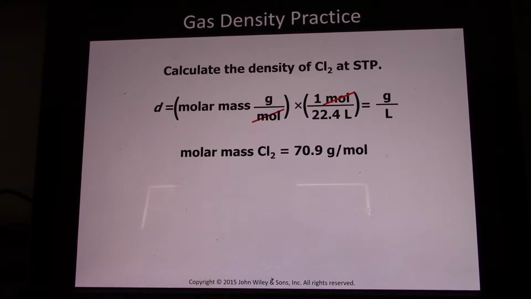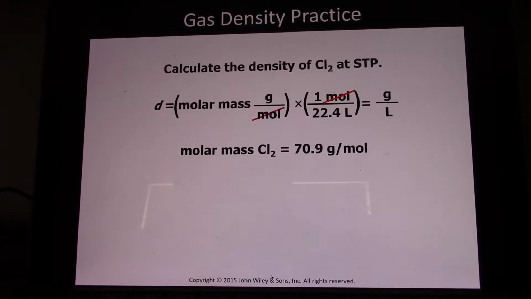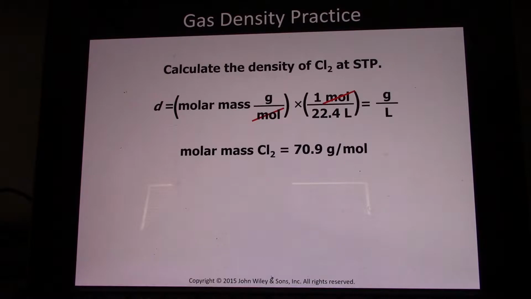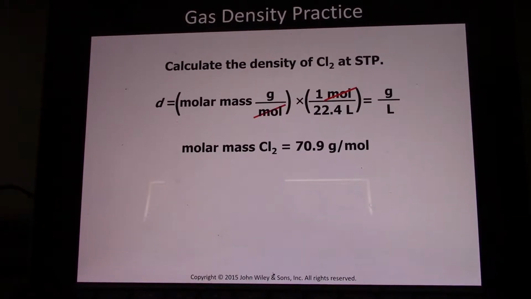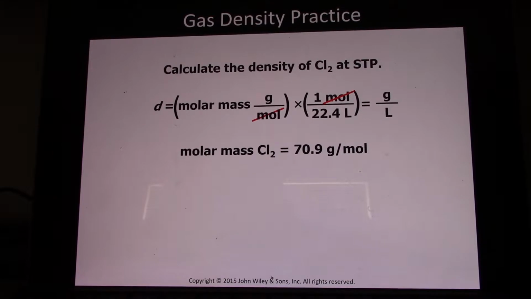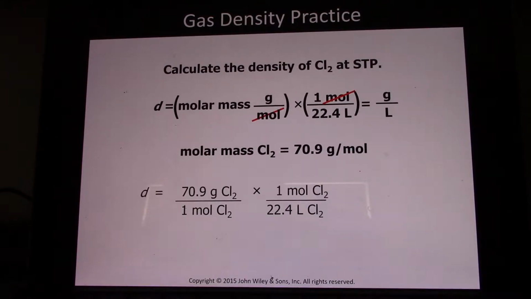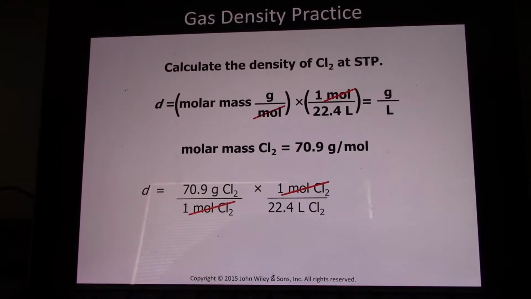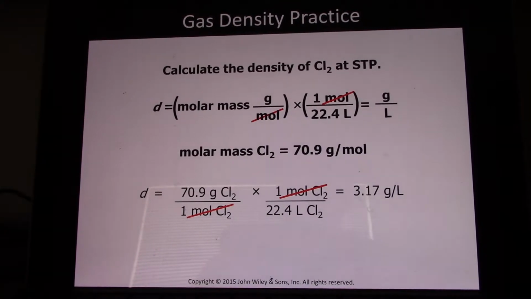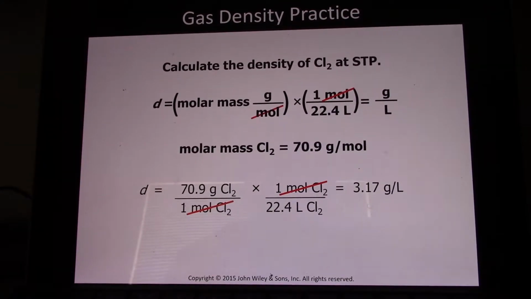So calculate the density of chlorine at STP. When we take the molar mass of Cl2, you find that from your trusty periodic table. It's 2 times the atomic mass of chlorine, divided by the molar volume at STP, so 1 mole of a gas takes up 22.4 liters at STP, and we get 70.9 grams per mole. That is the molar mass of chlorine. Divided by the molar volume gives us 3.17 grams per liter. So the density of the gas will be 3.17 grams per liter.